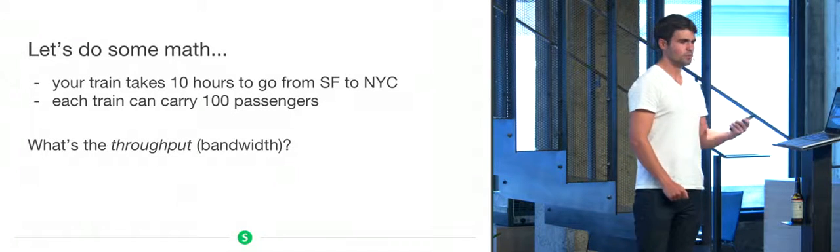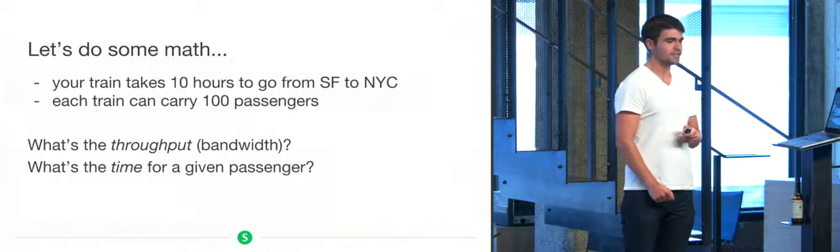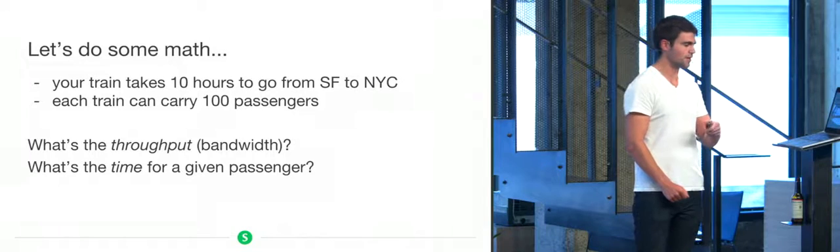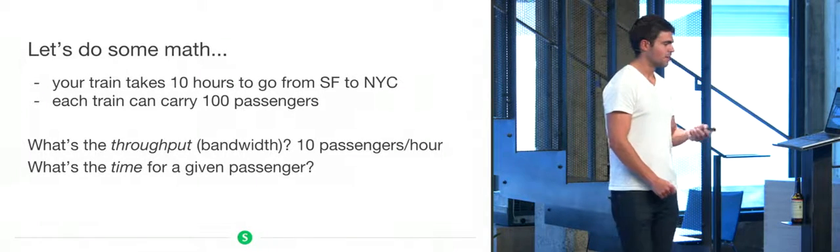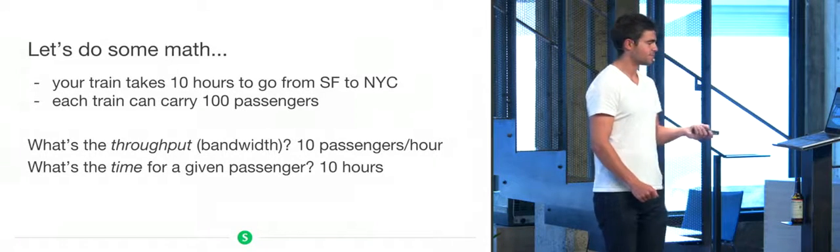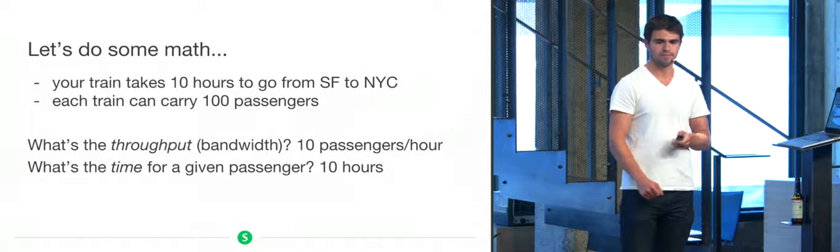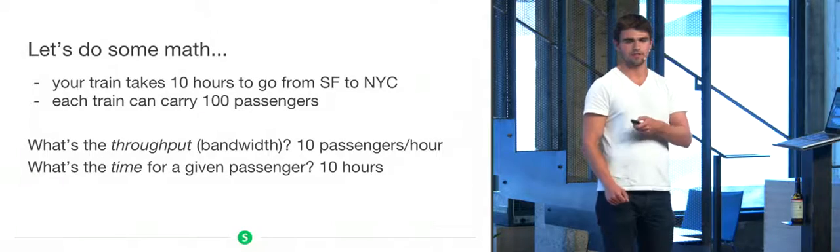So if we're looking at the throughput for it, or the bandwidth, or what's the time or latency for a given passenger to get from one place to the other, you might tell me, well, you know, Calvin, our train can do 10 passengers per hour, right? But the time for a given passenger is 10 hours. If I get on the train at San Francisco, it'll take me 10 hours until I get to New York.